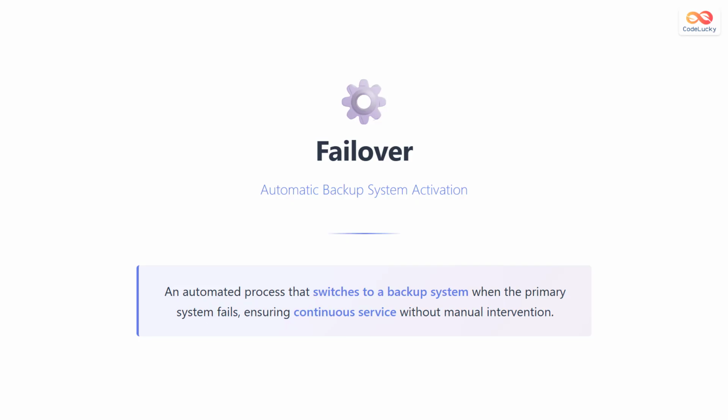Failover is an automated process that switches to a backup system when the primary system fails. This ensures continuous service without requiring manual intervention. Think of it as an automatic safety net that keeps your systems running even when something goes wrong. This mechanism is critical for businesses and services that cannot afford downtime.